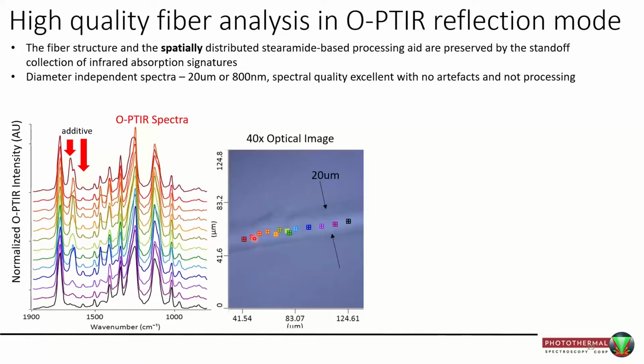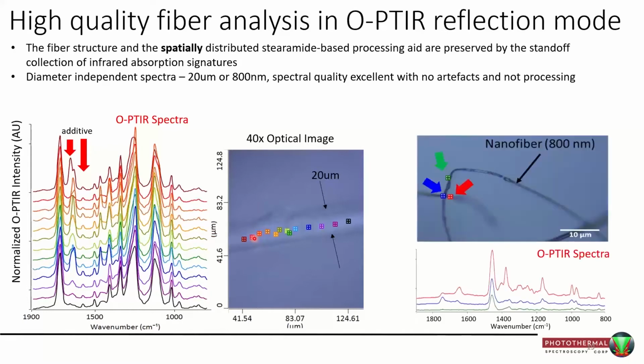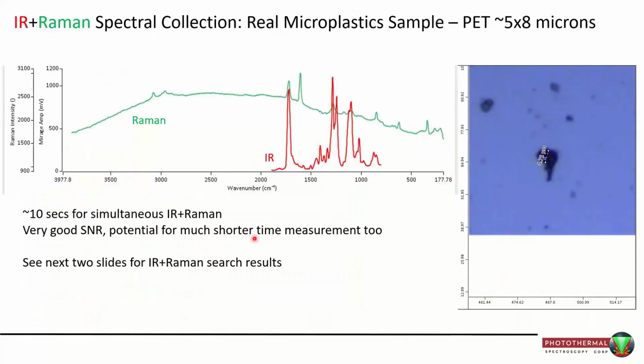Right, so 20 microns is impressive to measure in reflection mode, but measuring an 800 nanometer fiber is also pretty impressive, I think, as well. Coming toward the end here, we've got another microplastic example, and the reason why I'm showing you this is, we've got infrared and Raman spectrum, that's great.